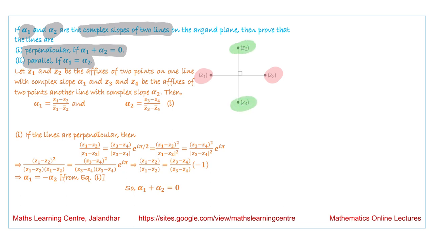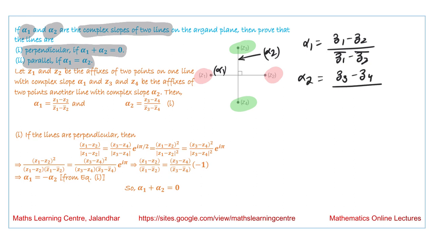These are the fixed points, and the complex slope of this line, with points z1, z2, corresponds to alpha 1, and the complex slope over here is alpha 2. Then the value of alpha 1 is equal to z1 minus z2 over z1 bar minus z2 bar, and the value of alpha 2 is equal to z3 minus z4 divided by z3 bar minus z4 bar.